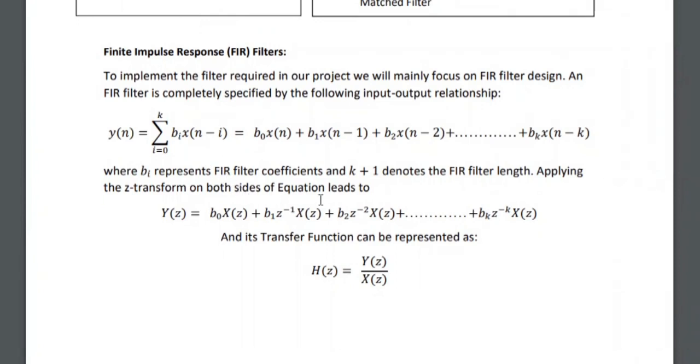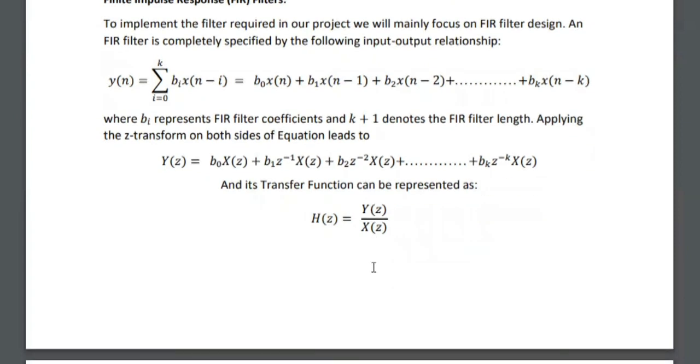Applying the Z transform on both sides of the equation leads to Y(z) equals b0 X(z), plus b1 z to the power minus 1 X(z), plus b2 z to the power minus 2 X(z), and so on. And its transfer function can also be represented as H(z) equals Y(z) by X(z).